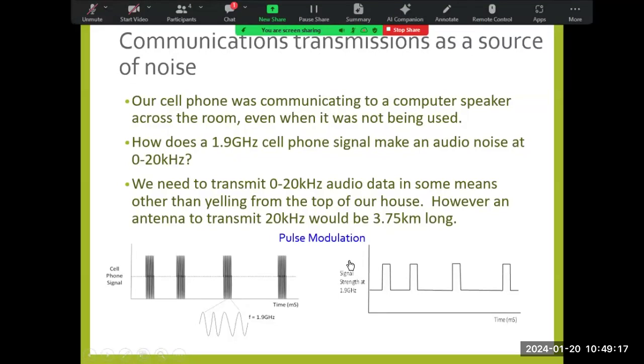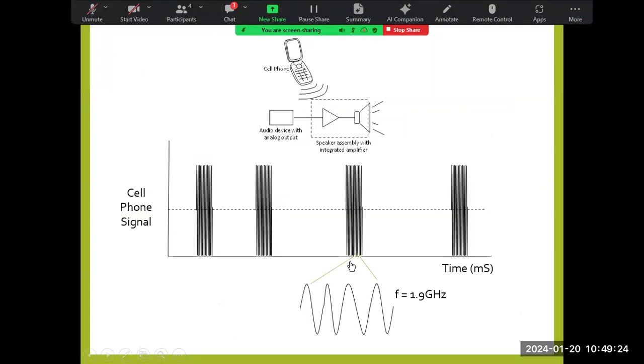Okay, so this is another problem we had. This is the cell phone problem we talked about before. We had a cell phone in a cabinet, and somewhere else we had computer speakers with built-in amplifiers. Every time the cell phone would periodically do something, you'd hear it in the speakers. It was like, where's this coming from? It's a cell phone, at about a gigahertz or something.